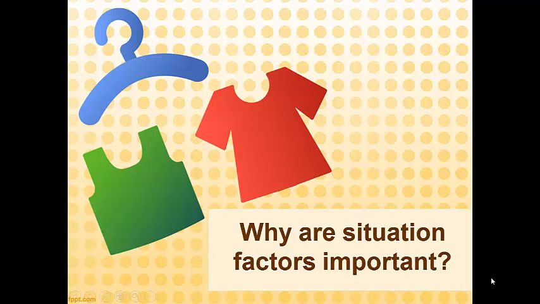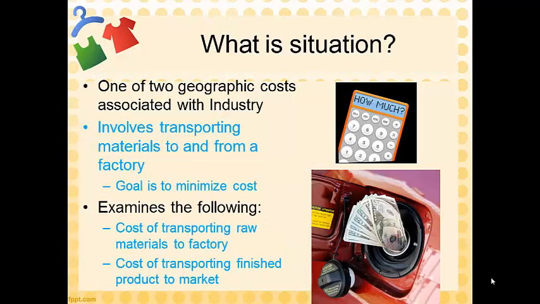All right, AP Human Geography classes, here's our next video in industry. Why are situation factors important? Let's talk about that. All right, so what is a situation? Well, it's one of the two geographic costs we're going to talk about when related to industry. The other one is site. But first, let's focus on situation.